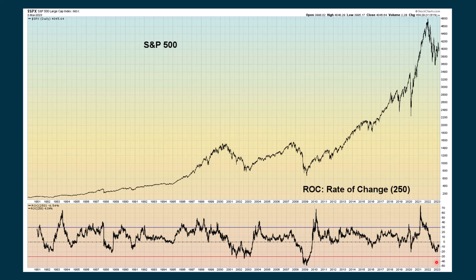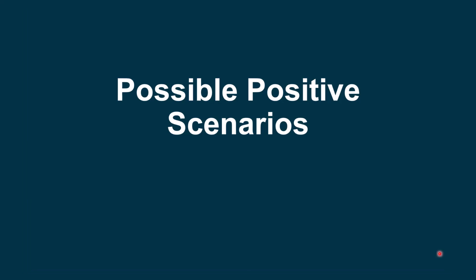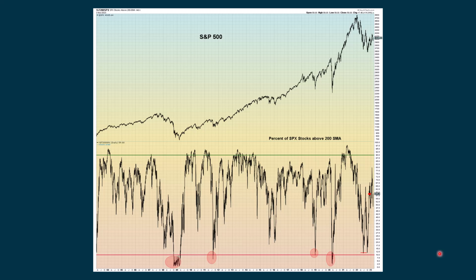Then this chart goes all the way back to 1980, where we could have gone even lower than what we did. We fell a lot lower than that in 2008 going into 2009, but this is looking a little more positive. Then some charts updating our possible positive scenarios.